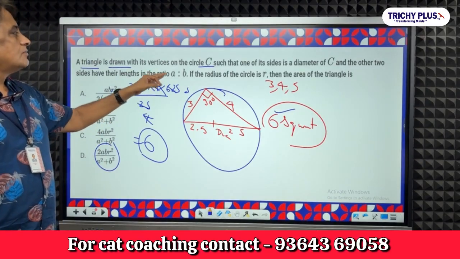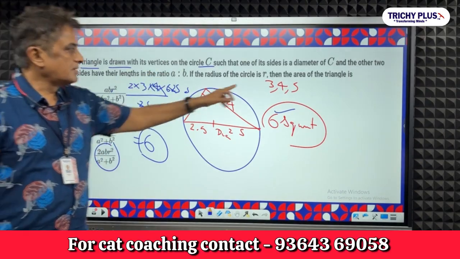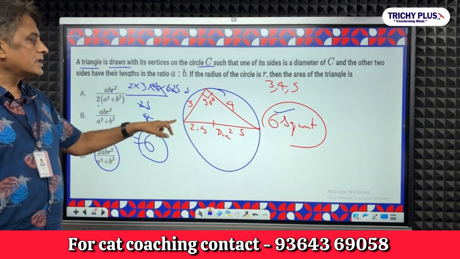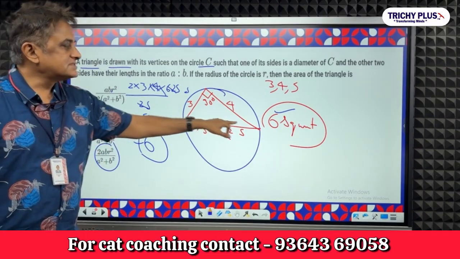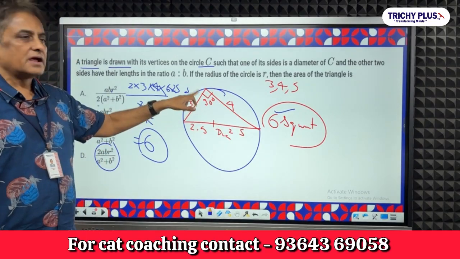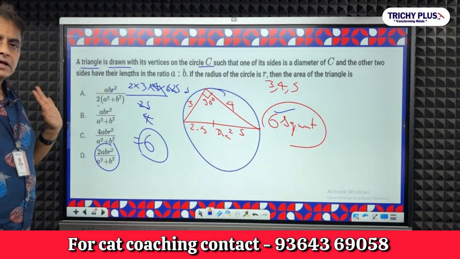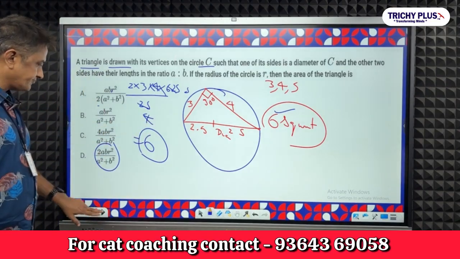What we did is, a very complicated question, because we knew the triplet, we put 3, 4, 5. And the other thing to know is, one side is the diameter, so this angle will be 90 degrees. If you know these two concepts, just plug in and get the answer, right?